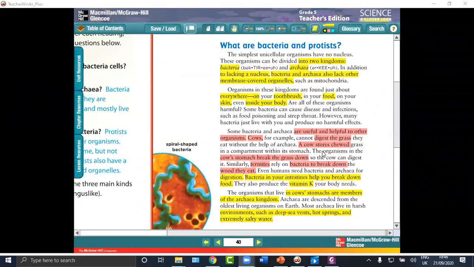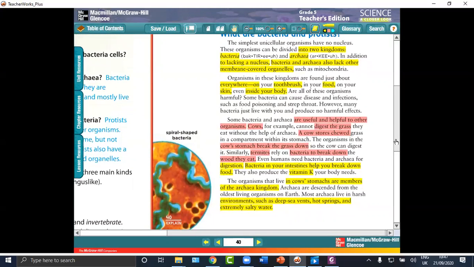For example, the cows. It breaks down the grass inside the cow. Hurry up, put a highlight on the page. This page is from previous lessons. Page 41. Page 41.